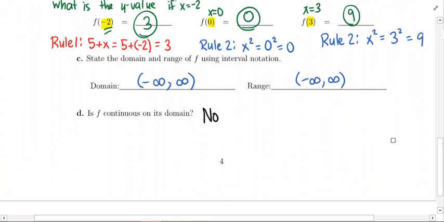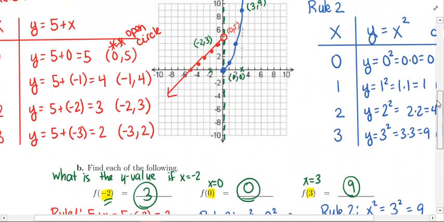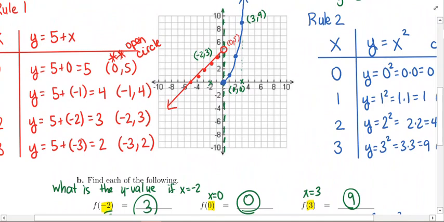You may be asked where the discontinuity is. The discontinuity is at x equals 0, where the rule changes, because along this green vertical line, that's where x equals 0, that's where I have to pick up my pencil. I have to pick up my pencil to go from the open circle to the blue closed circle. That's happening at x equals 0. Everywhere else the graph is continuous. You don't have to pick up your pencil. So you have one discontinuity, one place where you have to pick up your pencil.